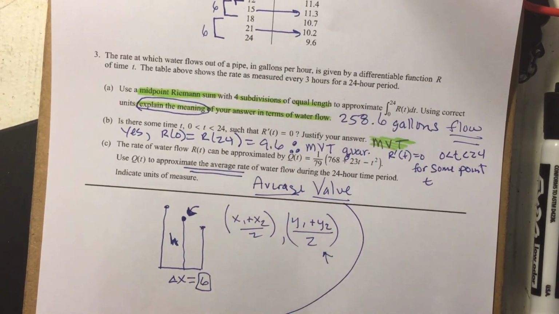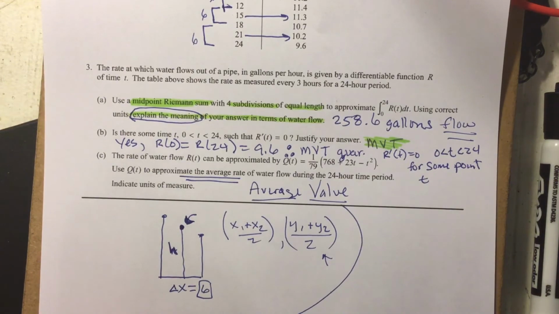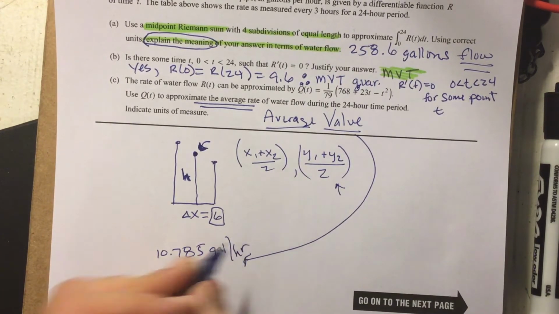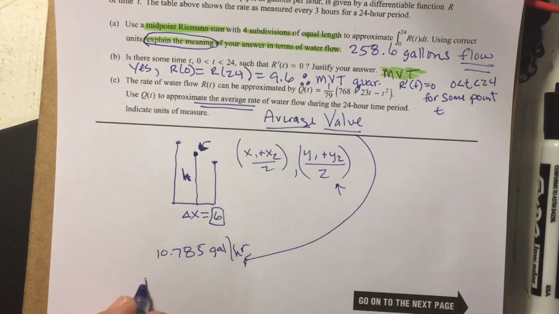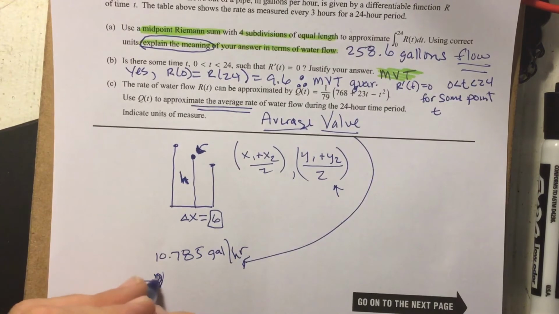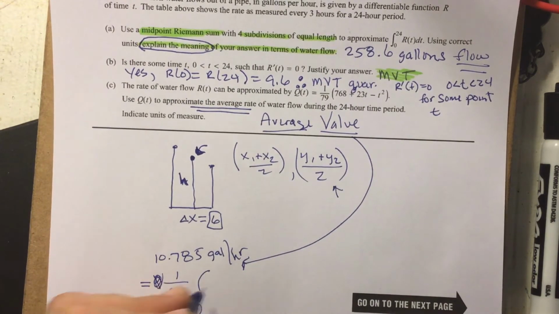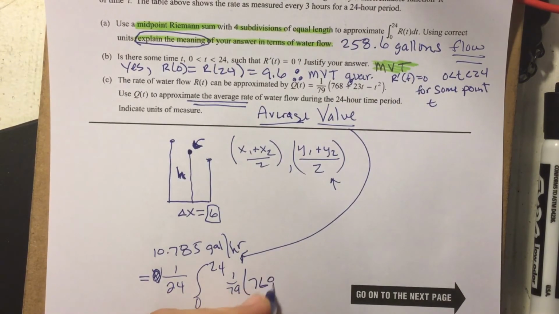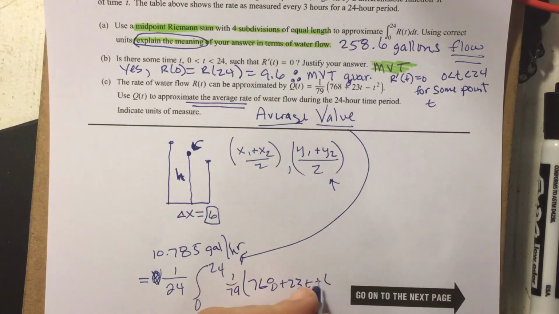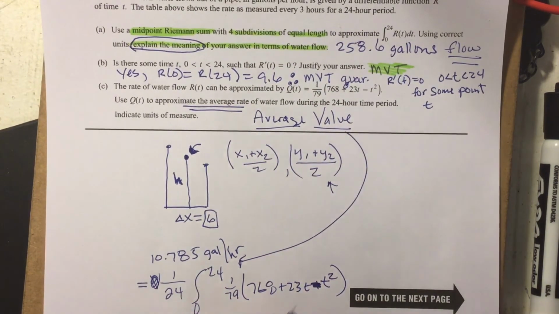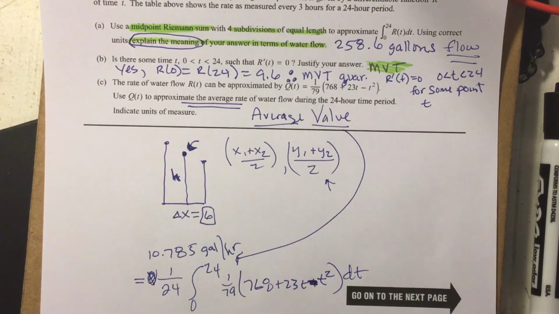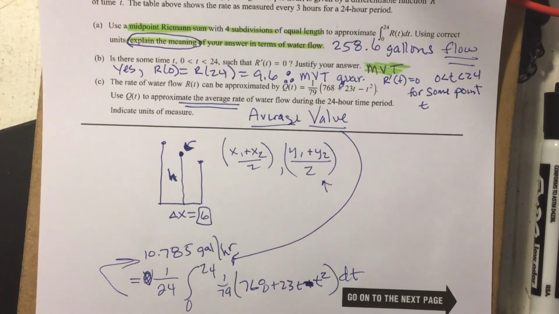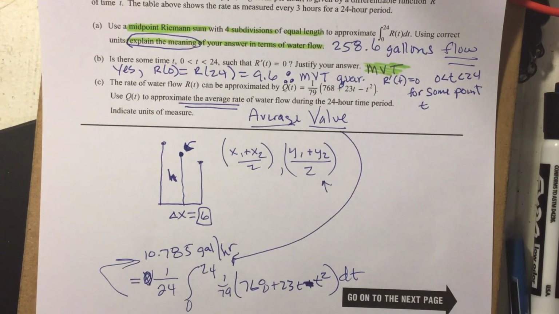The average value, the answer is 10.785 gallons per hour. And you're going to get it by the average value, which is going to be 1 over 24 times the integral from 0 to 24 of 179.768 plus 23t minus t squared dt. So you'll get a point for the limits, you'll get a point for the setup of the average value theorem, and you get a point for the 10.785 with the gallons per hour. Any questions on those?